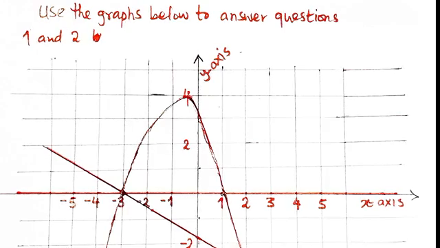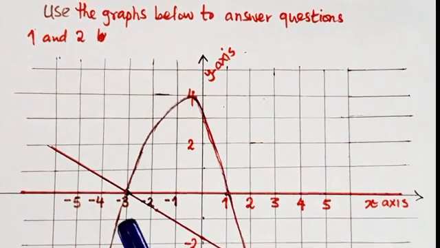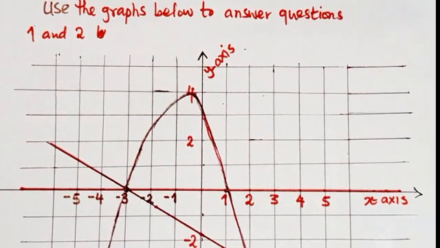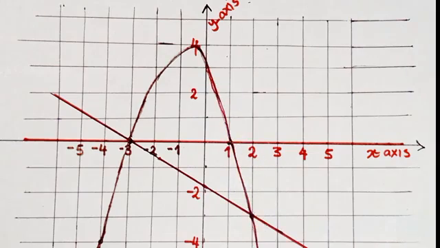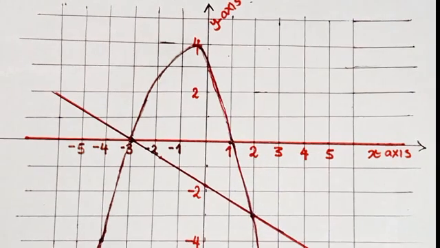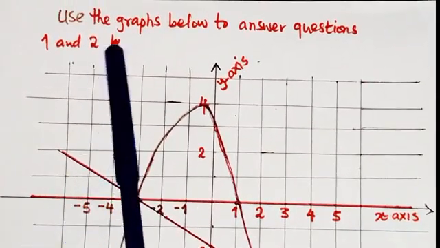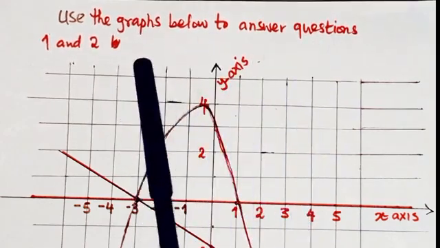We have this first example, example 1 and example 2, and this is a graph of a quadratic equation. So anytime you see a curve like this that looks like U, it is called a curve of quadratic equation. So now here the question says use the graphs below to answer questions 1 and 2.